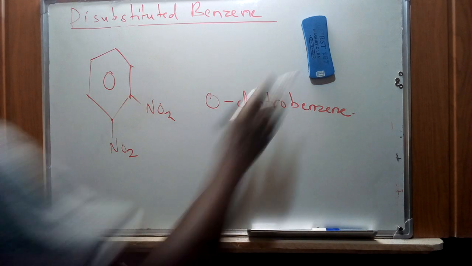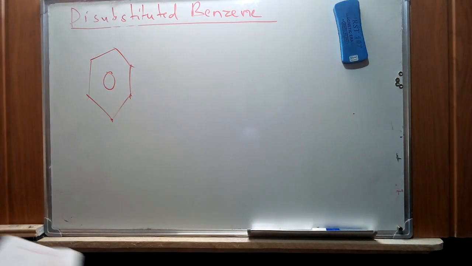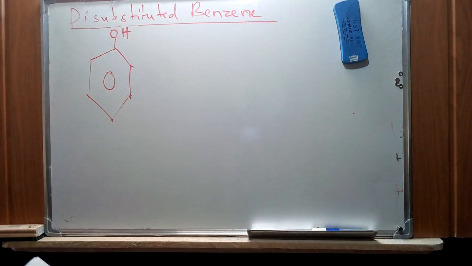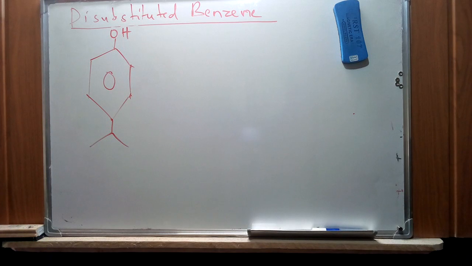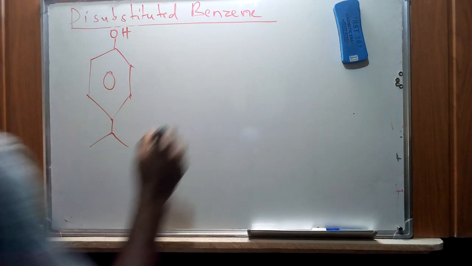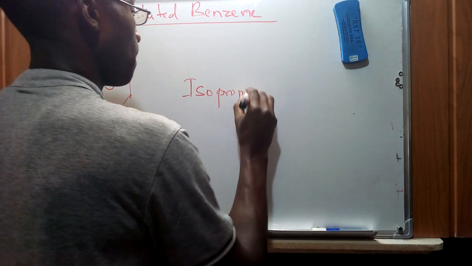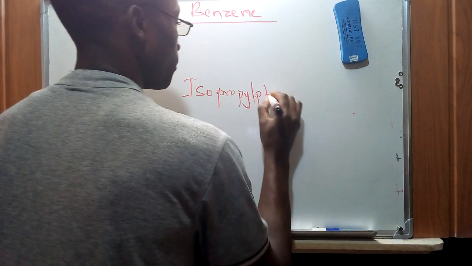And then let's look at a different substitution and try to see how we can name it. Suppose we have an OH group at that point, and then there's an isopropyl at that point. This is an alcohol, so we shall have isopropylphenol. We say that there is a substitution for the OH group.